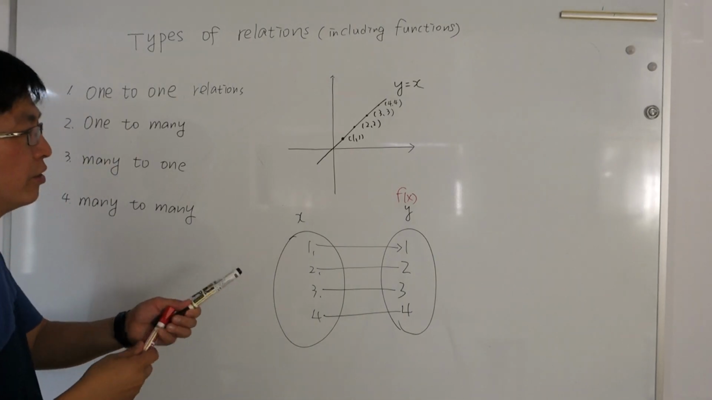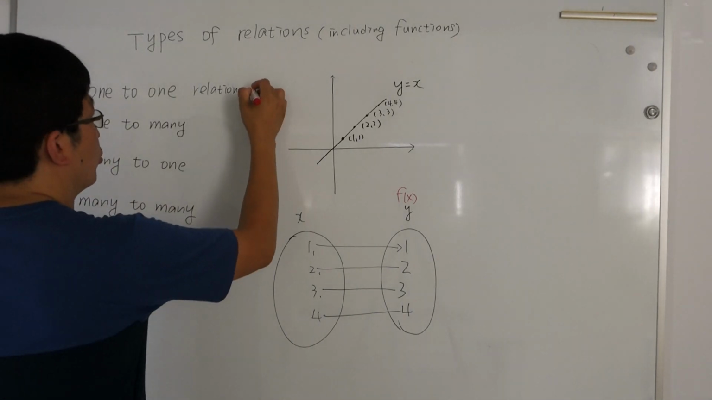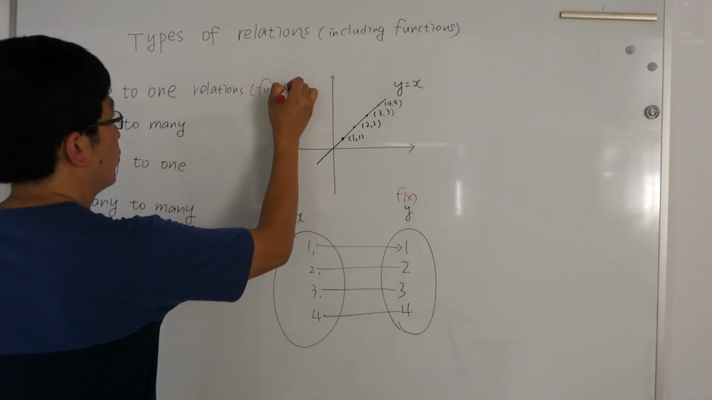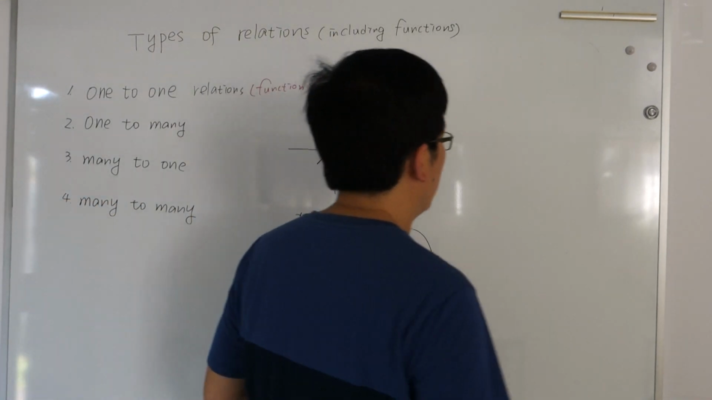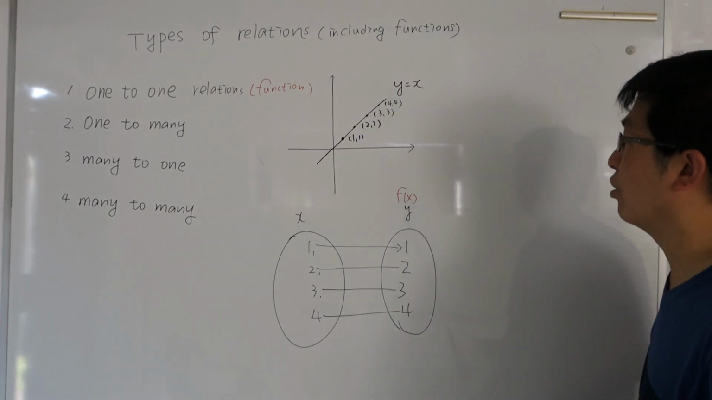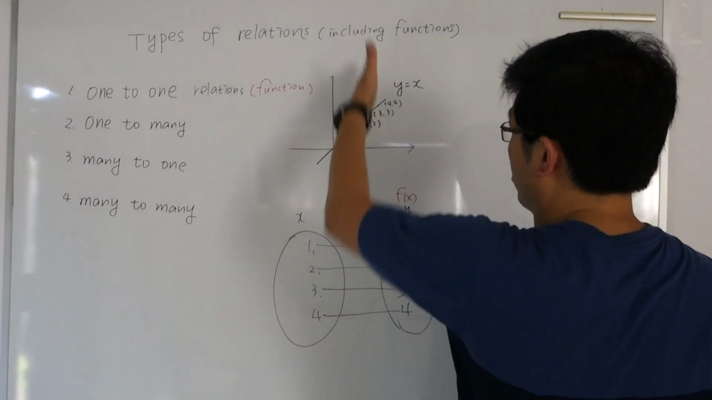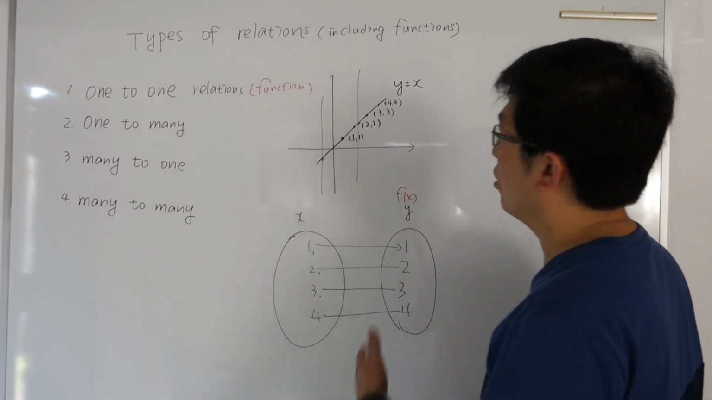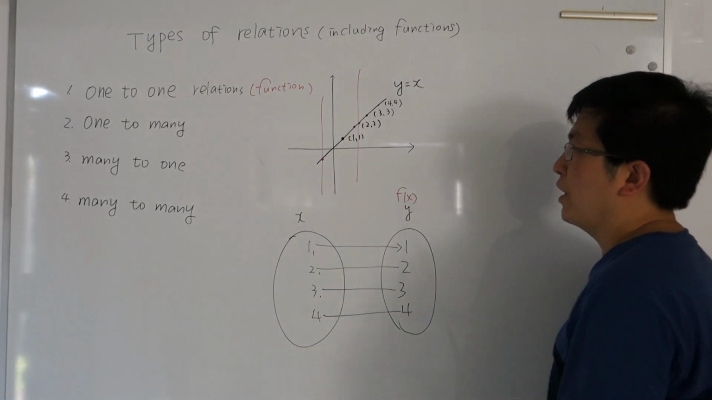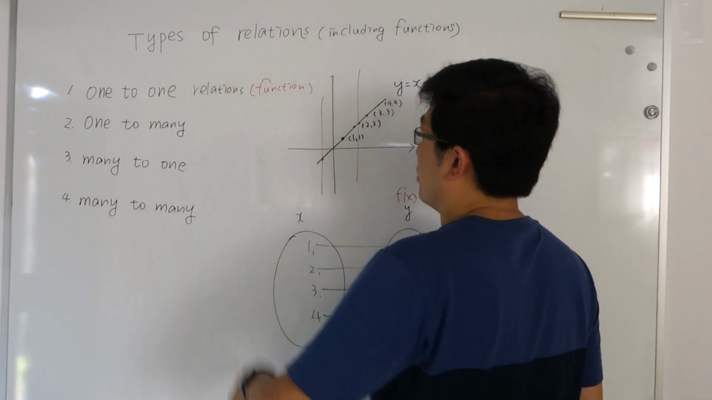At the same time, this is a function too, because one x value only has one y value. If we use the vertical line method, we draw a vertical line and you find only one point. So that's called a function. Therefore, a one-to-one relation is a function, alright?